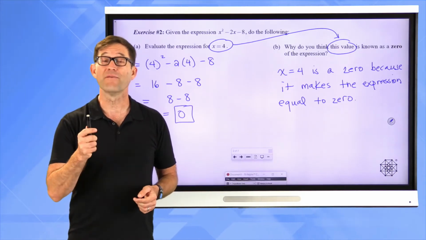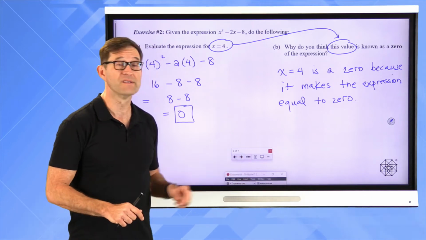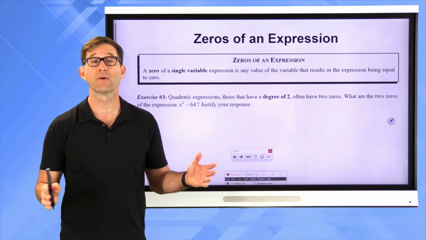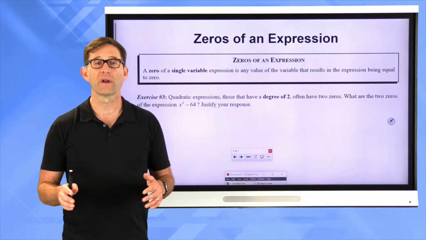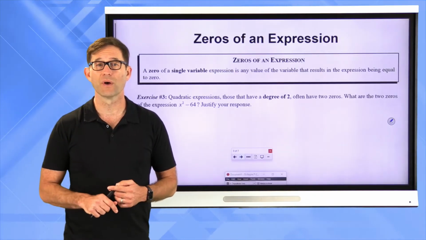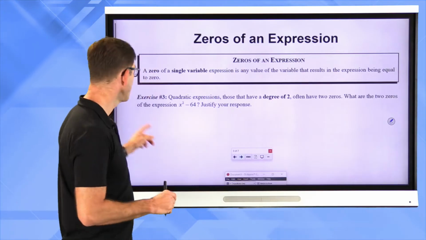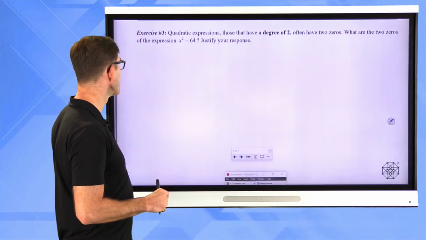Anyhow, let's take a fundamental look and define what the 0 of an expression is. So zeros of an expression. A 0 of a single variable expression, meaning that there's only one variable, it's x or it's y or it's t or whatever, is any value of the variable that results in the expression being equal to 0. All right, zeros are very important. We're going to get into them more and more as the course goes on, and we're going to look at them more even in this lesson. But let's take a look at exercise number 3.